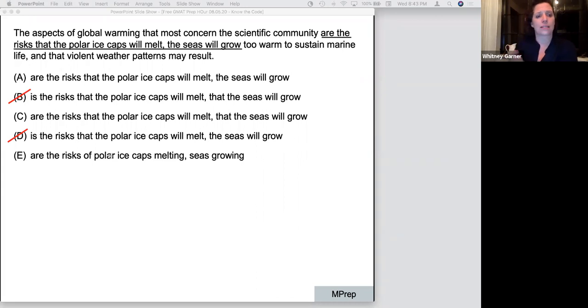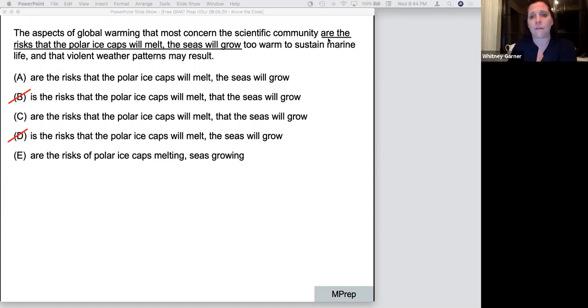Next, I see are the risks that the polar ice caps will melt, comma, that the seas will grow too warm to sustain marine life, comma, and that violent weather patterns may result. If you didn't catch this as parallelism, then you would want to add that to your list. I see comma and, I see a list. I want to think about making those items parallel. Right? As you learn more grammar, this might be something you add. You might add the grammar rules for it.